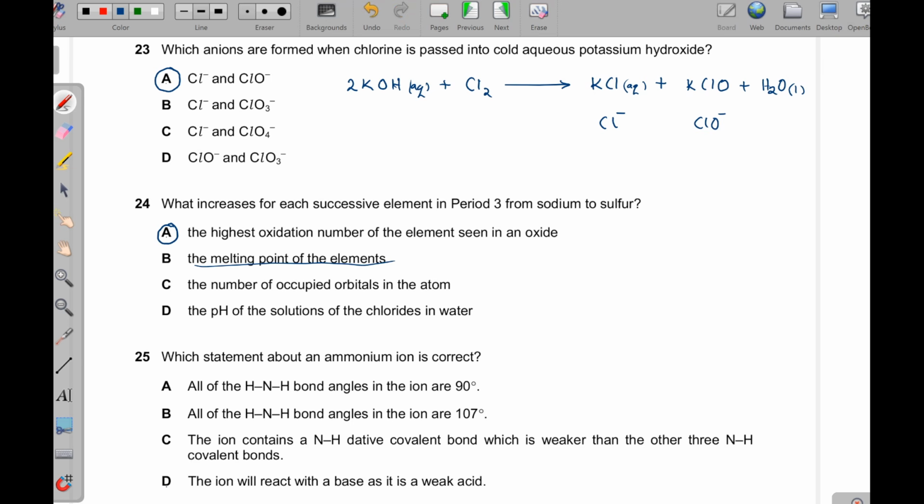Then the melting point of elements. No, the melting points of elements, we can have sodium here, high melting point, so it increases. When we go to magnesium, then aluminium, it also increases. Then for silicon, it shoots so high because it has a giant covalent structure. Then from silicon we go to phosphorus, and for phosphorus it has to go down because this is simple molecular. These ones have giant metallic structures.